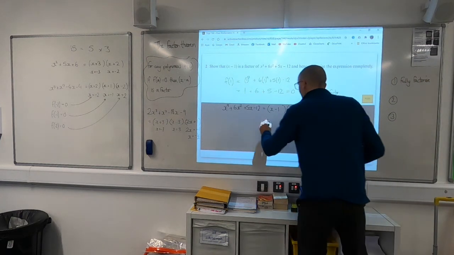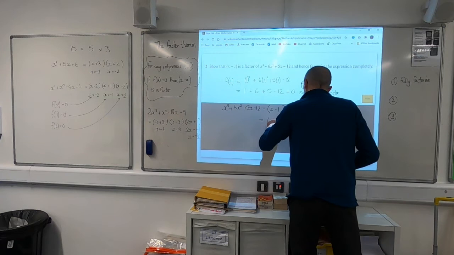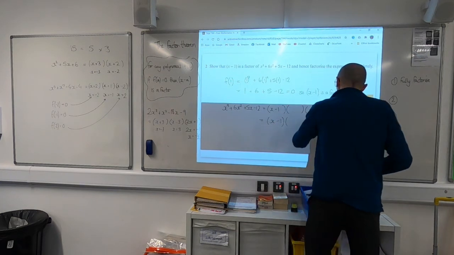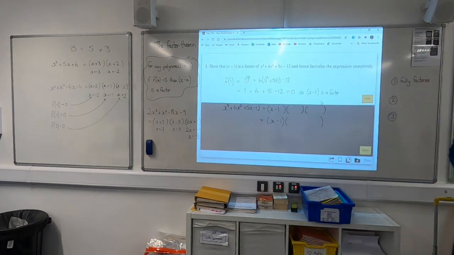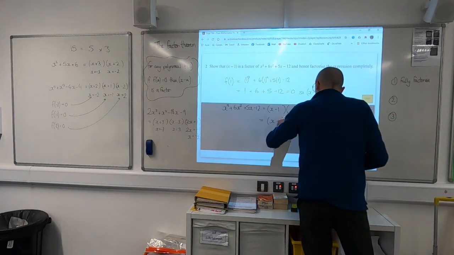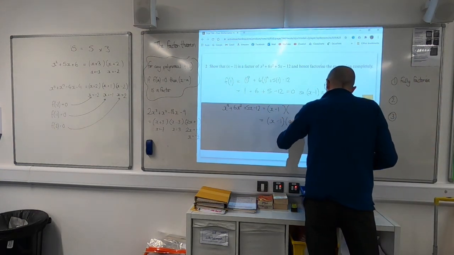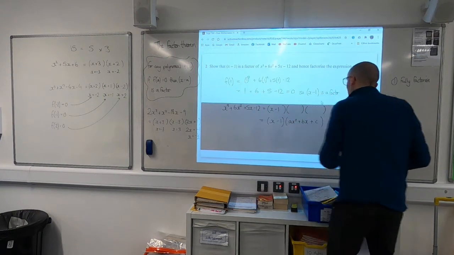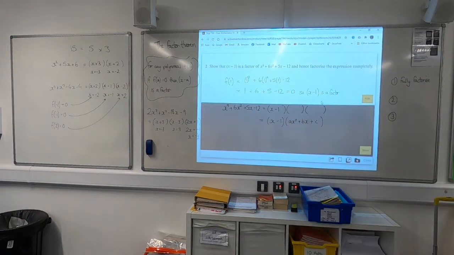What we do is we say, I don't know what those two other factors are, but if I was to multiply them out, they'd give me a quadratic, wouldn't they? Those two other factors would give me a quadratic. And quadratics look like this. They always have some x squareds, some b's, and a number. That's what they look like.